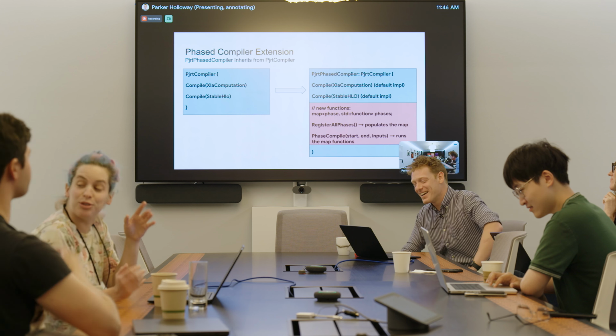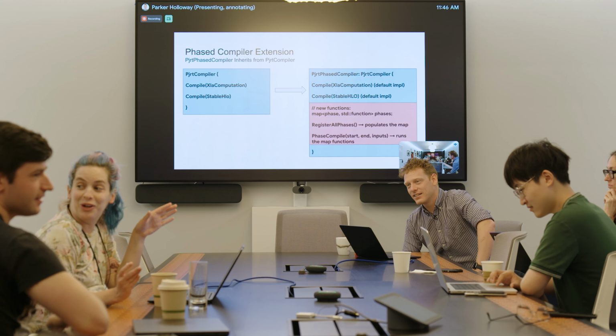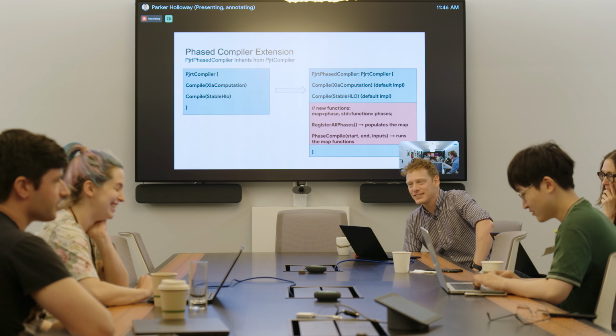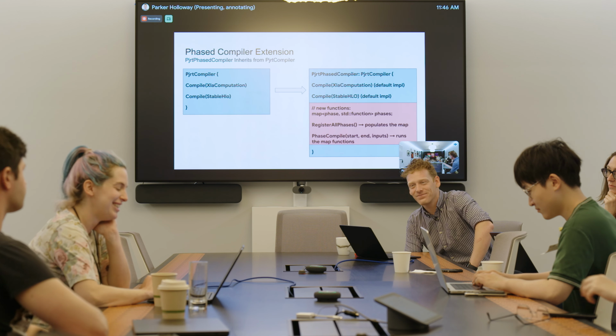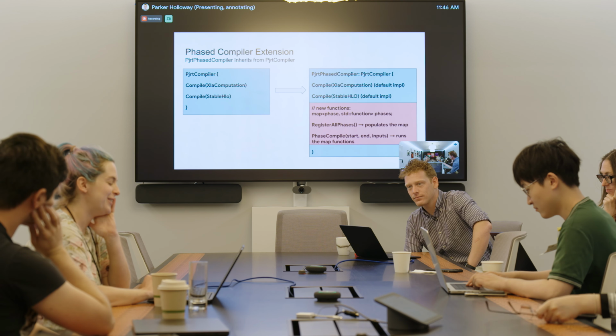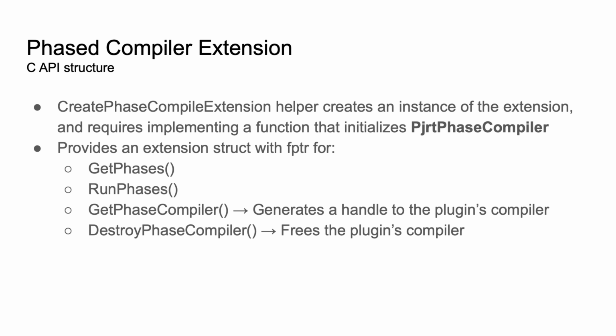Yeah. And errors can come from the PJRT compiler call, which then gets sent to me saying the compiler failed. It's like, not my compiler. Yeah, right. We struggle with this too. What does this look like at the CAPI?